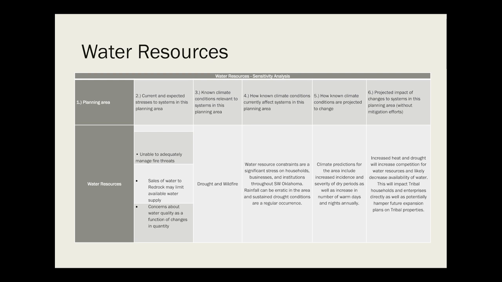Because climate predictions for this area include increased incidence and severity of dry periods, as well as increases in the number of warm days and nights, the concerns manifest by the Oto-Missouri are very real. These will be exacerbated by increased heat and drought conditions, and so the tribe must start to think about what these impacts will do to the services provided by the tribe, as well as the natural resources that they protect.